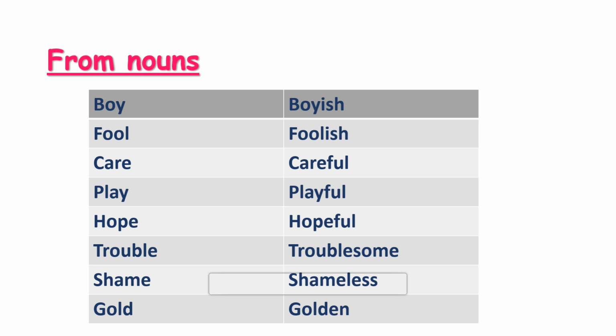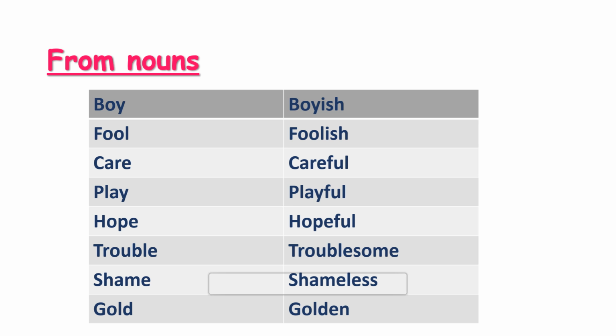All the words which are written in the first column, like boy, fool, care, play, hope, trouble, shame, gold, all these words are nouns, and the words which are written on the other side of the column are adjectives. So these are adjectives which have been formed from nouns. For example, boy, noun, boyish, adjective. We can say, she has a boyish look. So here boyish is an adjective, look is a noun. Then foolish. He is a foolish fellow. Here foolish is an adjective, fellow is a noun.